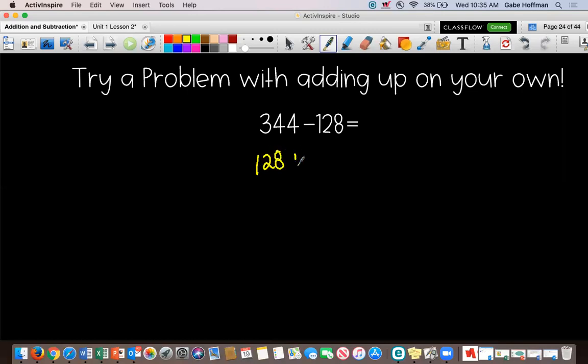You can add whatever you want to 128. Remember, we're not adding 128 plus 344. We're trying to get to 344. So we're going to start at 128. We're going to stop when we get to 344.